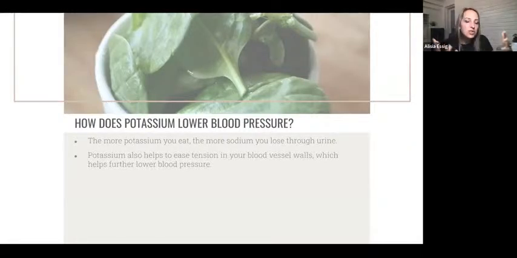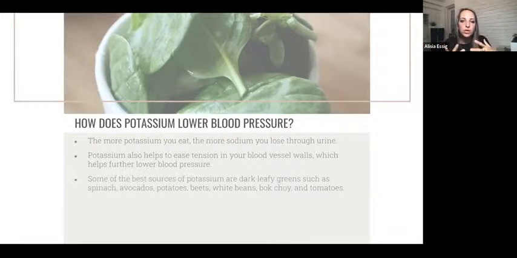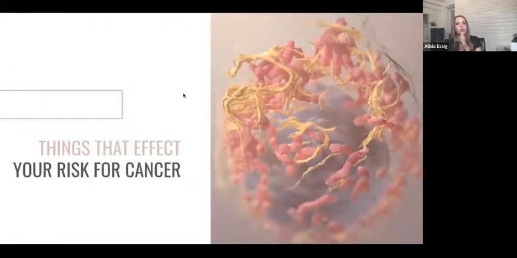You know, even citrus fruits are going to help open things up, keeping things more flexible. Walnuts, all these things are going to be so good to help keep things healthy inside. White beans, beets, bok choy, right, are other things that I didn't mention earlier too. Okay, so that was everything to do with heart disease.